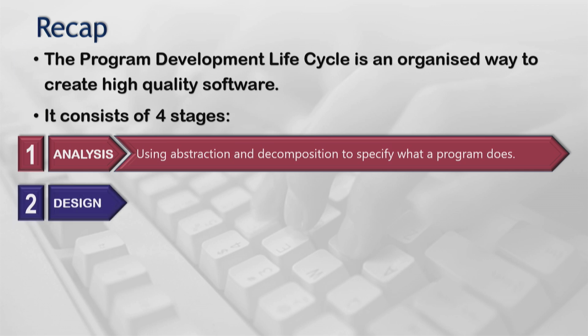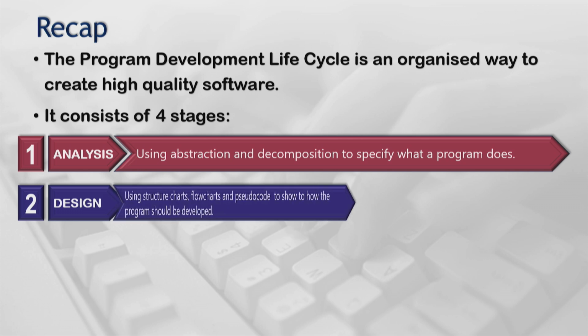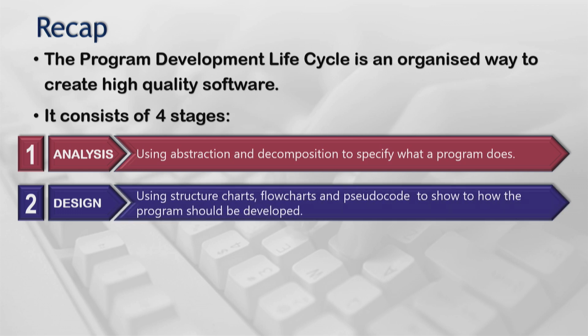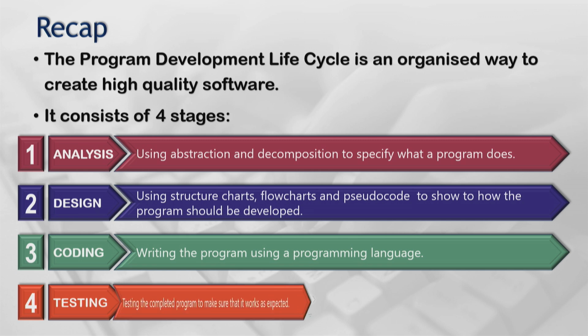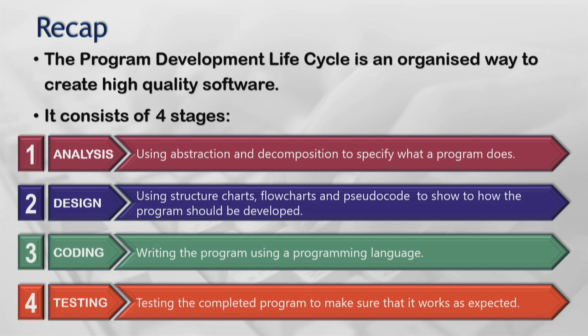Stage 2 is a design stage. Structure charts, flow charts, and pseudocode are used to show how the program should be developed. Stage 3 is a coding stage. During this stage, the software is developed using a programming language. Finally, stage 4 is a testing stage. The completed program is tested to make sure that it works as expected.